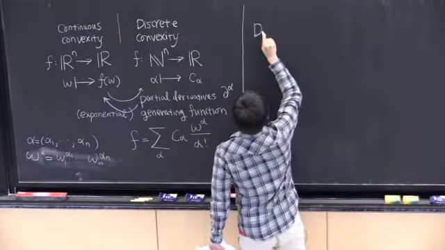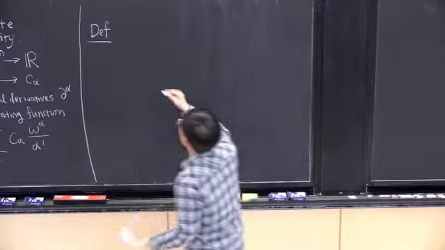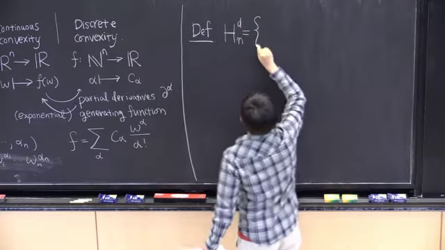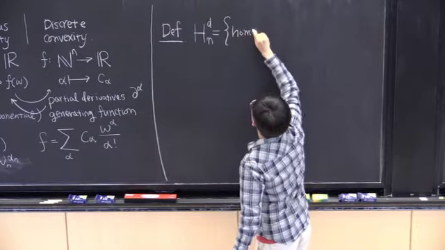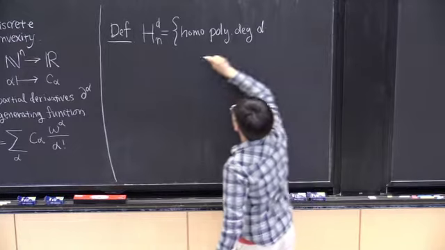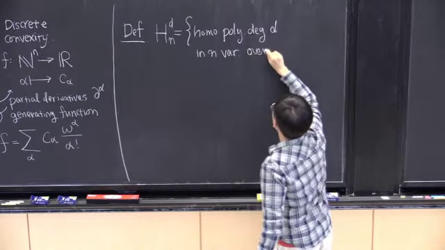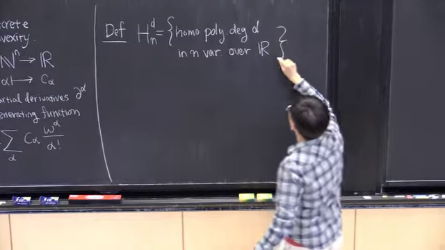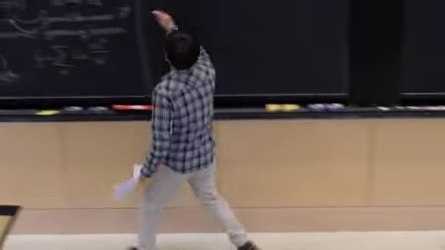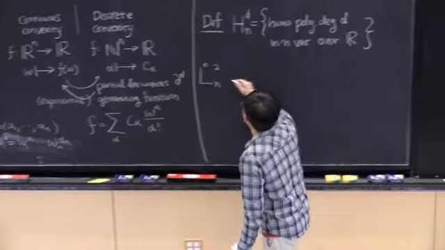So let me start by defining the basic objects that I'm going to study. Throughout, I'm going to write H d n for the set of homogeneous polynomials of degree d in n variables with coefficients in real numbers. So this is a finite dimensional real vector space given d and n. And let me start defining interesting subsets of that.